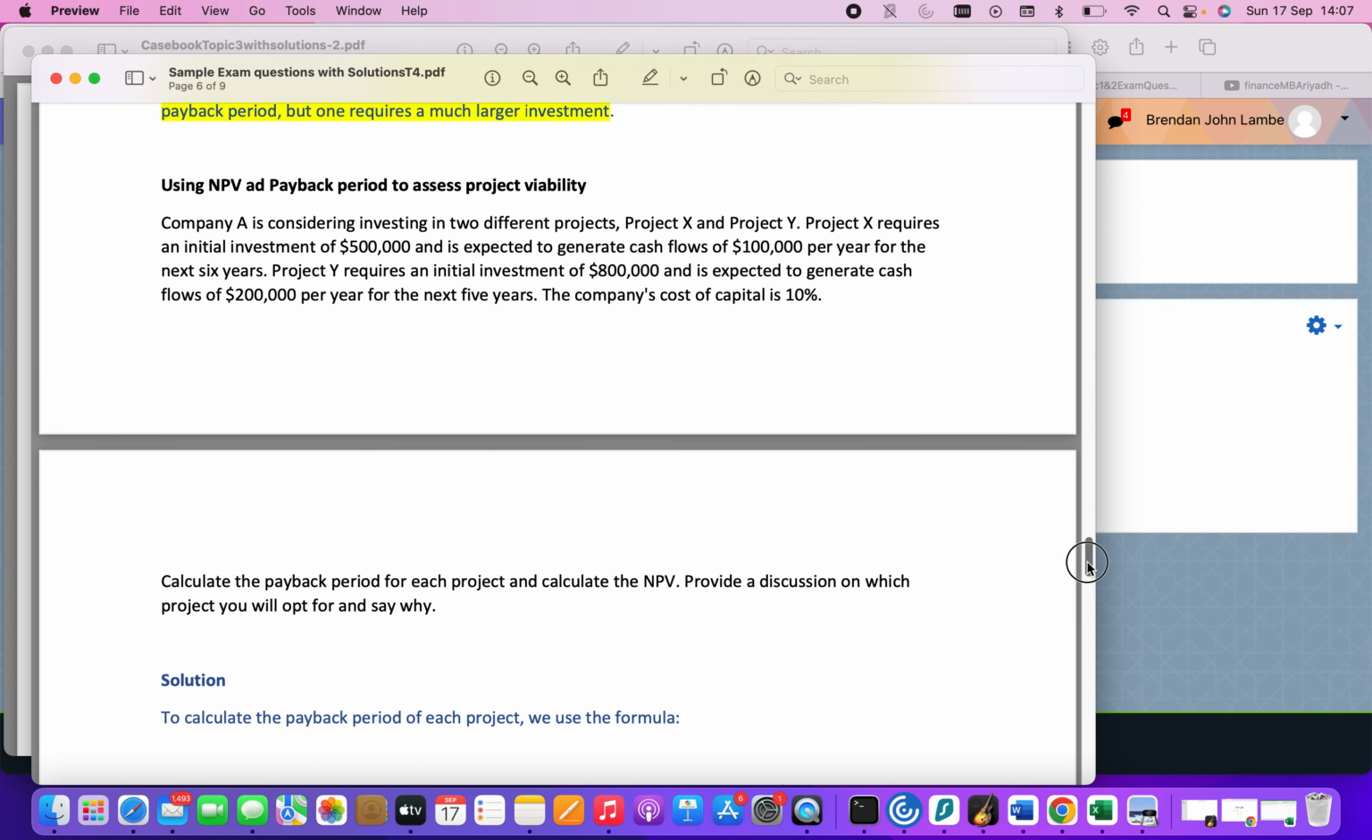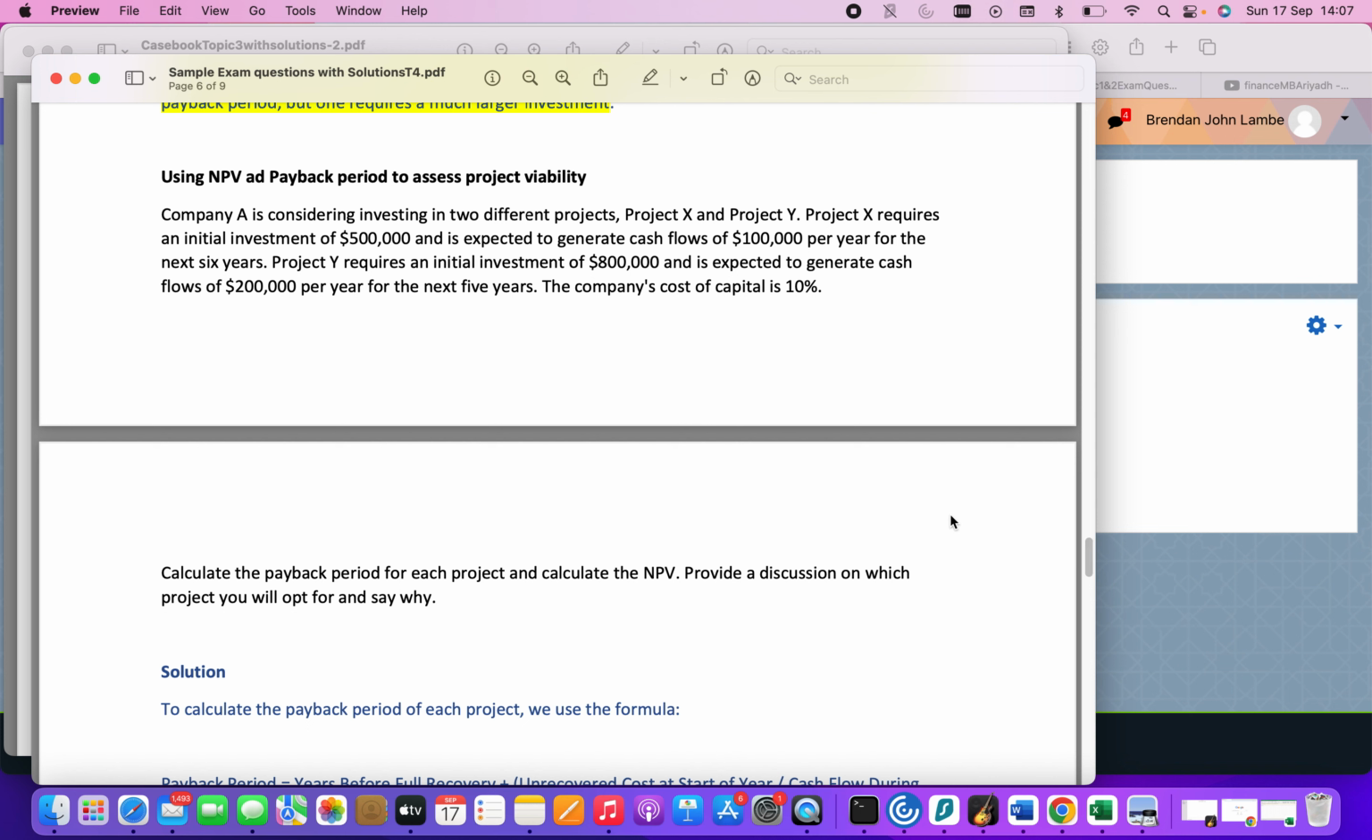Using NPV and payback period to assess project viability. So let's look at this example as well. This is just another example using NPV and payback. A company is considering investing in 2 different projects, X and Y. Project X has an initial investment of 500,000 and we expect that it'll generate 100,000 per year for the next 6 years. Project Y requires an initial investment of 800 and is expected to generate cash flows of 200 per year for 5 years. Cost of capital is 10%.